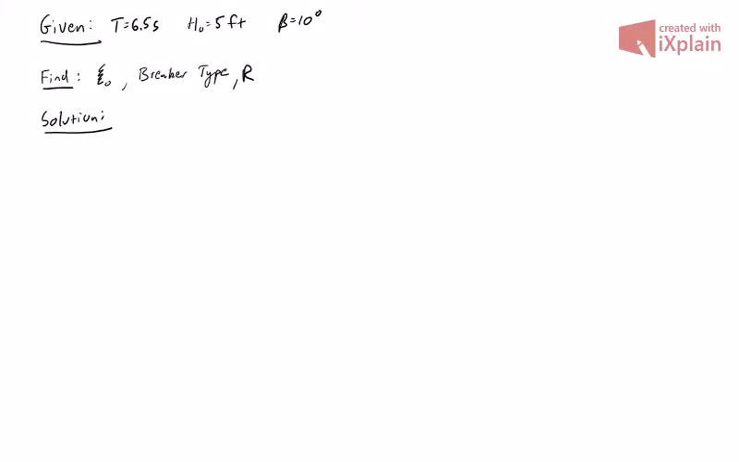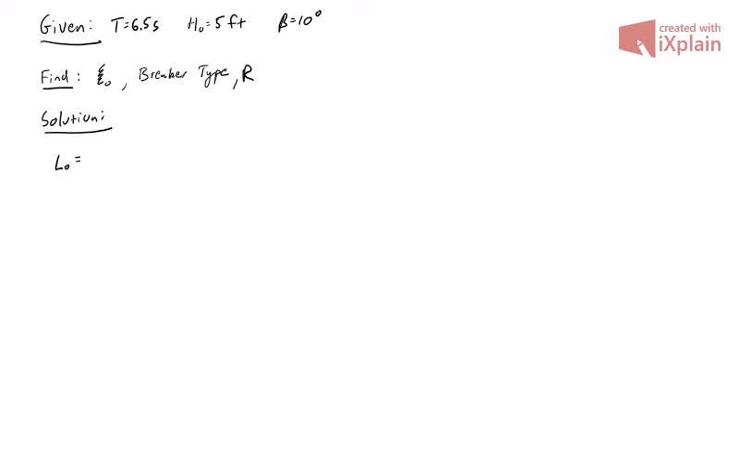All right, so for this problem, we're asked to calculate the surf similarity parameter, determine breaker type, and calculate wave run-up on a beach with a slope of 10 degrees with waves coming in that have a deep water wave height of 5 feet and a period of 6.5 seconds, right? So the first two steps are going to be to calculate the deep water wavelength, use that to get the surf similarity parameter, and then we can get the breaker type from that.